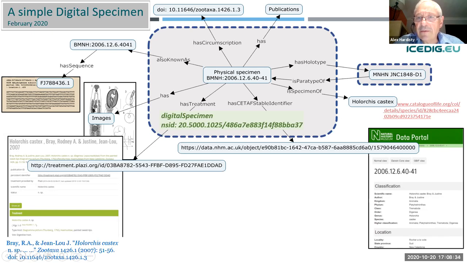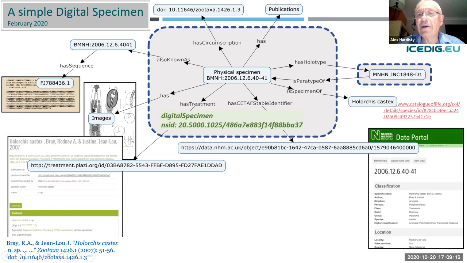You can see that it's a specimen of Holorchis castex, and there is an entry in the Catalogue of Life for it. It has a CTAF stable identifier, which allows you to find it in the Natural History Museum's data portal. It has an identifier to the taxonomic treatment information in Plazi's Treatment Bank. It has identifiers to sequences in GenBank, and it has identifiers and links to literature which describe this specimen. One of the interesting things about the link to the genetic sequence, if you look carefully, is that the identifier of the specimen in GenBank is missing the hyphen between the 40 and the 41.